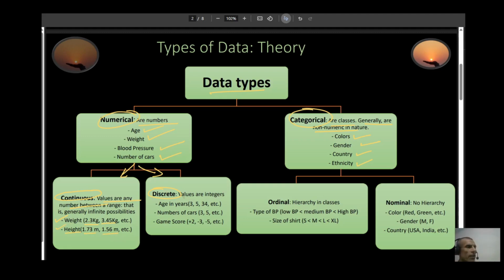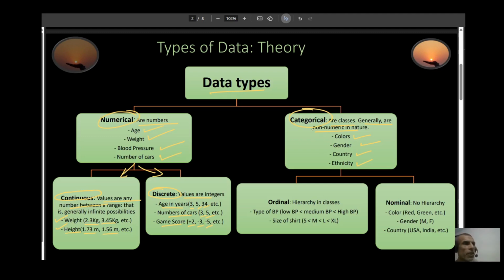Discrete, on the other hand, are where your values are integers. For example, your age in years. If you measure somebody's age in years, it would be like 3, 5, 34. Number of cars on the road. Well, you can have 3 cars, 5 cars. What's your game score? Maybe you won 2 points, or you lost 3 points, or you lost 5 points. So minus 3 will mean you lost 3 points, and minus 5 would mean you lost 5.